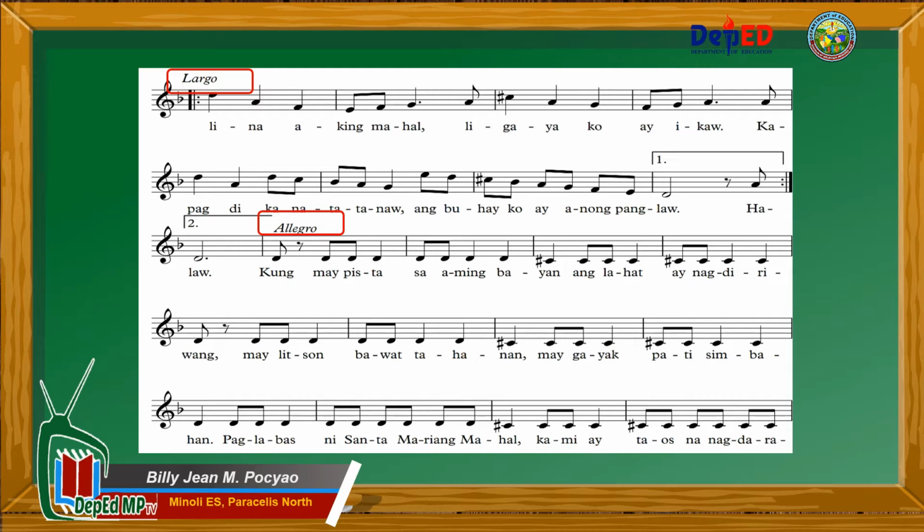However, on the fifth stanza, starting "Kung may pista sa aming bayan" up to "Kung kaya't ang iba'y nag-aabang", this will be sung in a brisk, lively, and bright manner. Let's hear the difference from the other tempo marks on this part of the song.